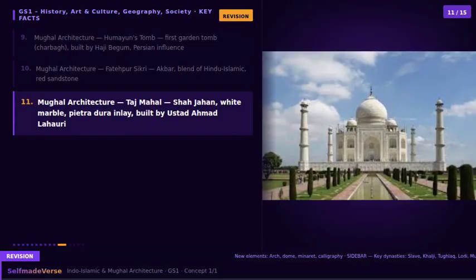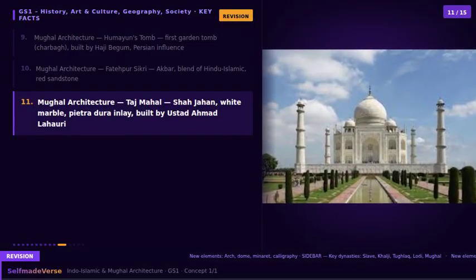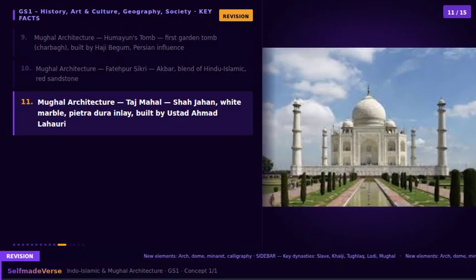Taj Mahal, commissioned by Shah Jahan, used white marble with Pietra Dura, semi-precious stone inlay, designed by Ustad Ahmad Lahori. It represents the pinnacle of Mughal architecture, combining Persian garden design with Indian craftsmanship.